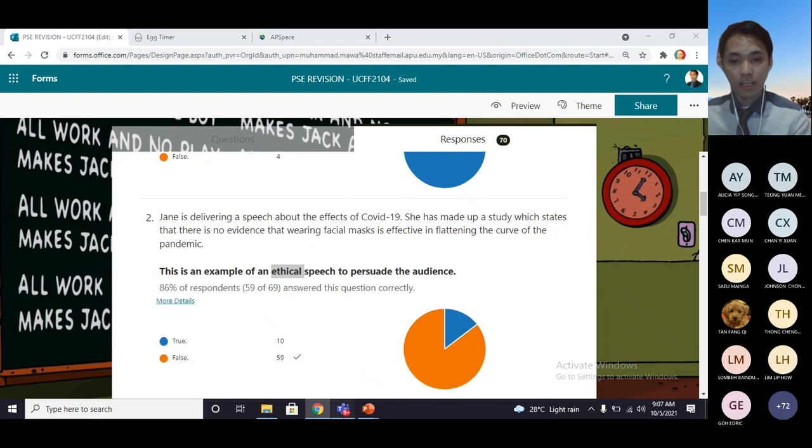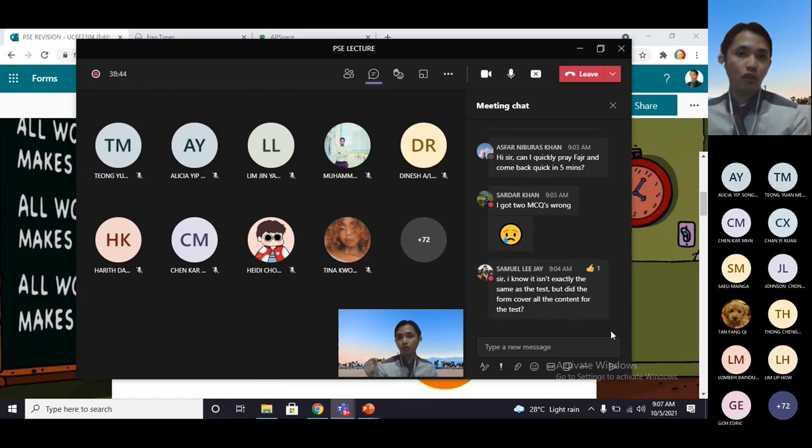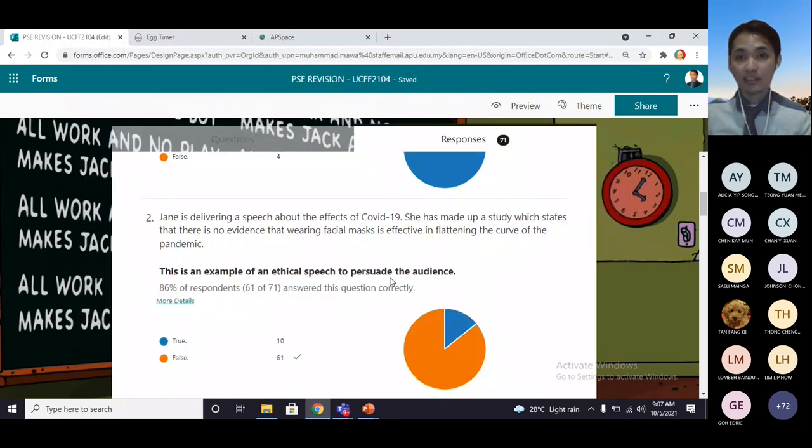Okay, obviously, it's going to be persuasive, but it's going to be highly unethical, because no matter where you go online, there will be tons of evidence that tells us that wearing a mask is effective in flattening the curve. So when you make up a study saying it does not work, it becomes unethical. Obviously, wearing a mask is not the only thing that is effective in flattening the curve. There are other things like getting vaccinated, staying at home, and following other SOPs. But we cannot make up a study to persuade people just because it's going to be persuasive.